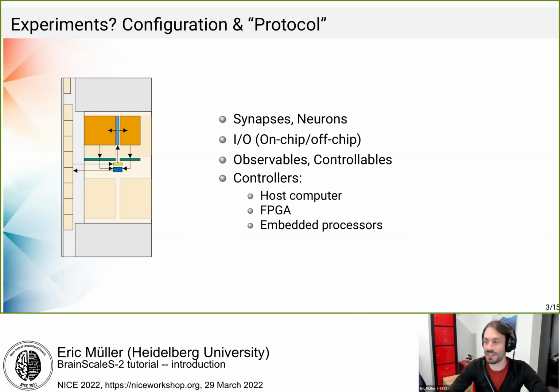Okay, so the chip picture is gone and it's more of a schematic. So there are also observables like these membranes that we can record, but also controllables. As I mentioned, we can update some of the parameters at experiment runtime. And controllers that modify or provide input to the chip can be the host computer, the FPGA, but also the embedded processor. So it's really some kind of distributed controller system.